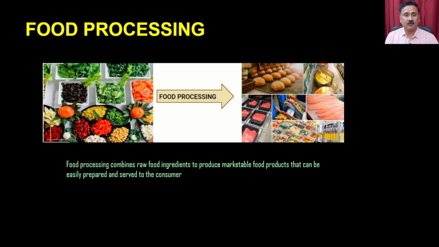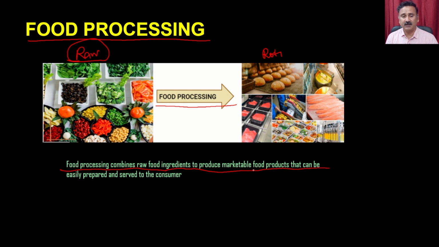So the first is food processing. Okay, so in food processing, you are going to take the raw material. Raw material could be vegetables, it could be milk, it could be meat, it could be anything, right? So for the raw material, you are going to do the food processing, and then you are going to generate different types of products. For example, you can make roti, you can make different types of products. So food processing combines the raw material ingredients to produce a marketable food product that can be easily prepared and served to the customer.